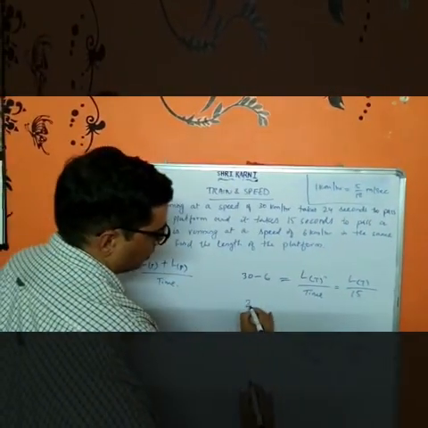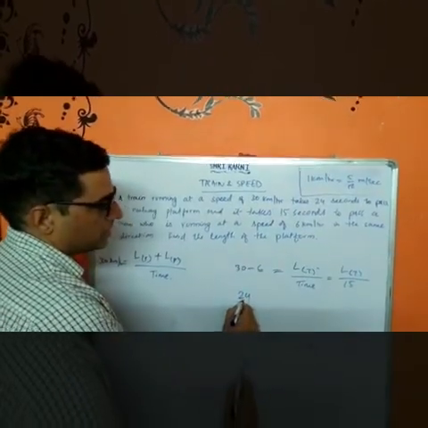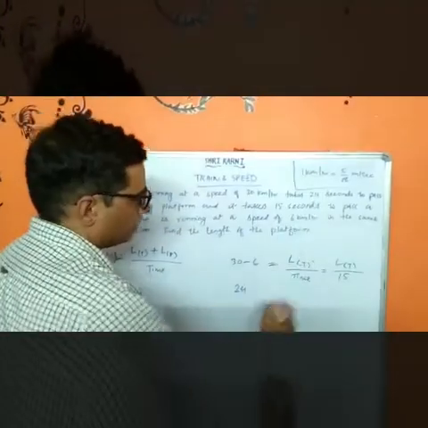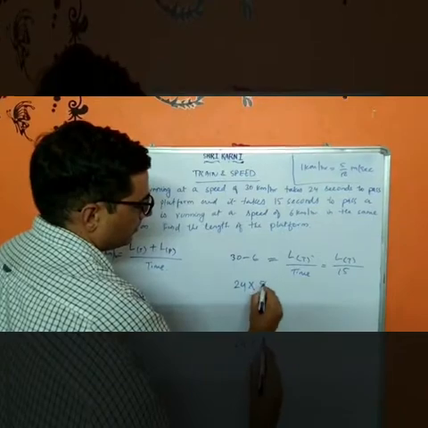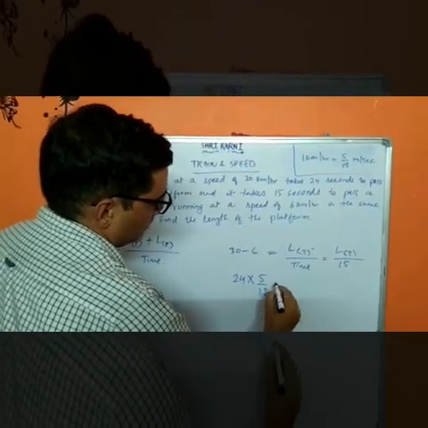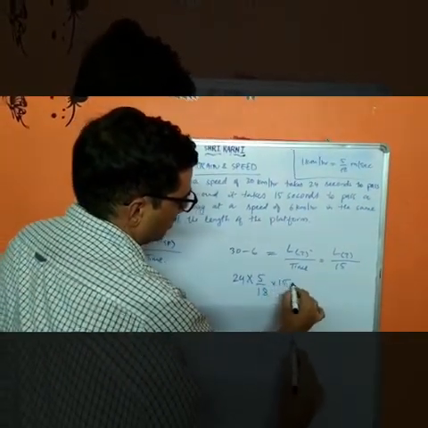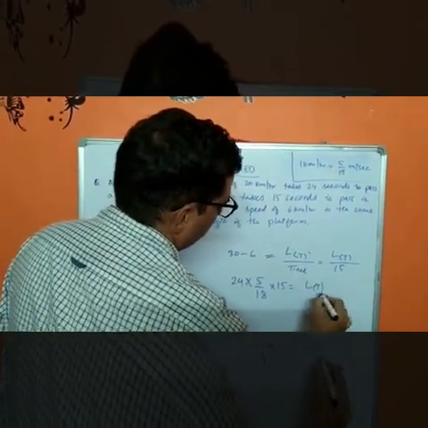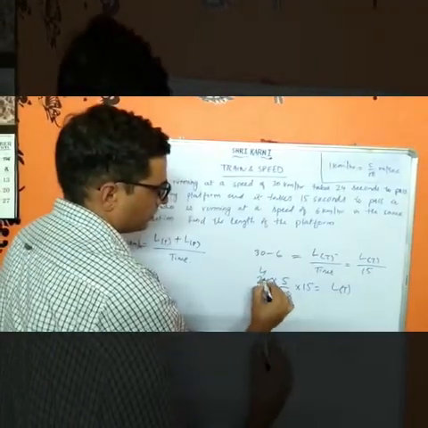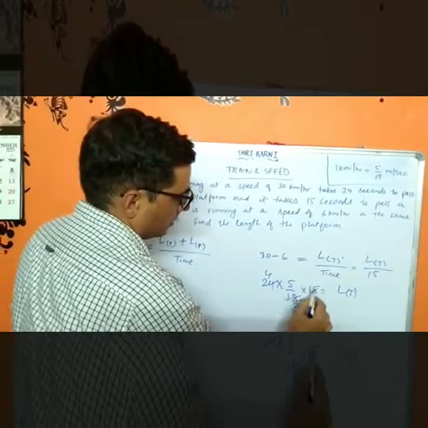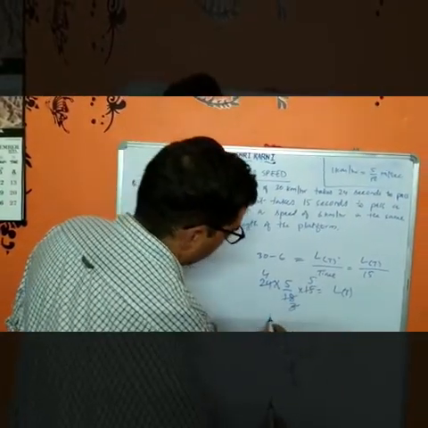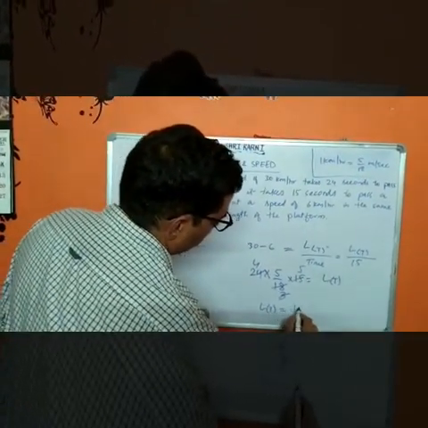Also this is 24 km per hour, so we will change it into meter per second according to this. So it will be 24 into 5 by 18 into 15 equal to length of the train. 6 4s are 24, 6 3s are 18, 3 5s are 15. So the length of the train we have found out is 100 meters.